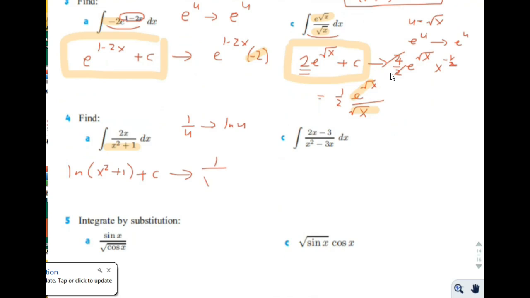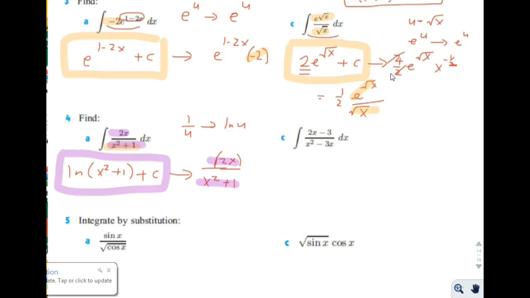So we'll get 1 over x squared plus 1. Chain rule of x squared plus 1 would be 2x. We'll put that in the numerator. The derivative of c, of course, is nothing. And then it looks like it matches perfectly, doesn't it? 2x, 2x. X squared plus 1, x squared plus 1. So we guessed perfectly right.